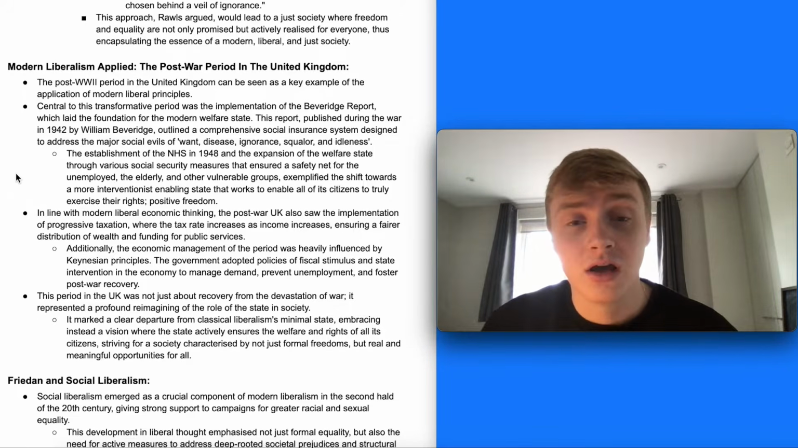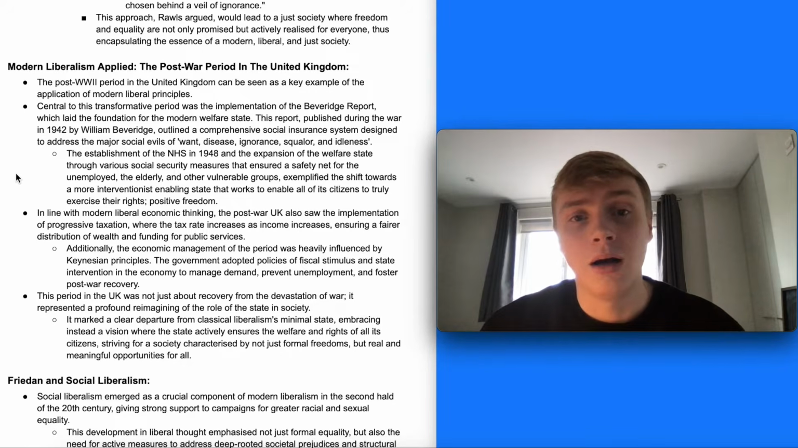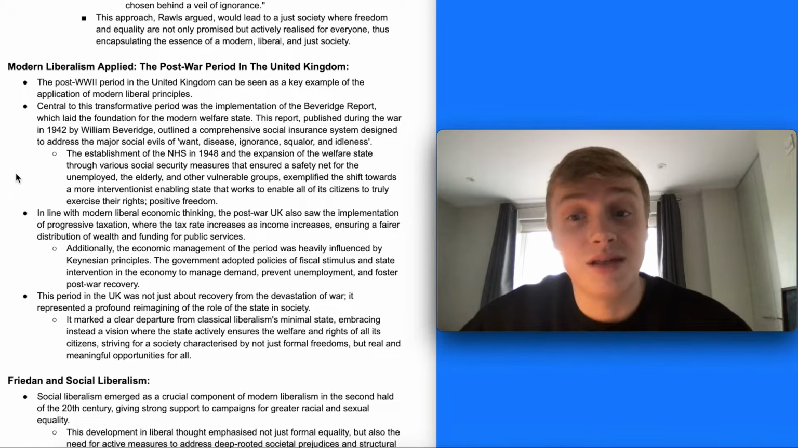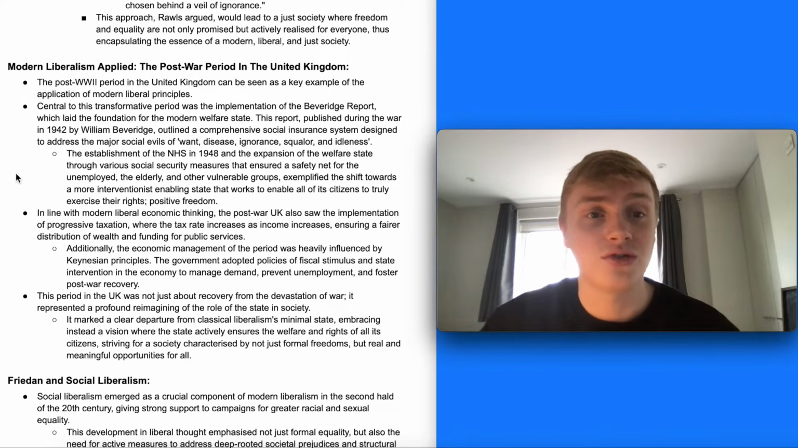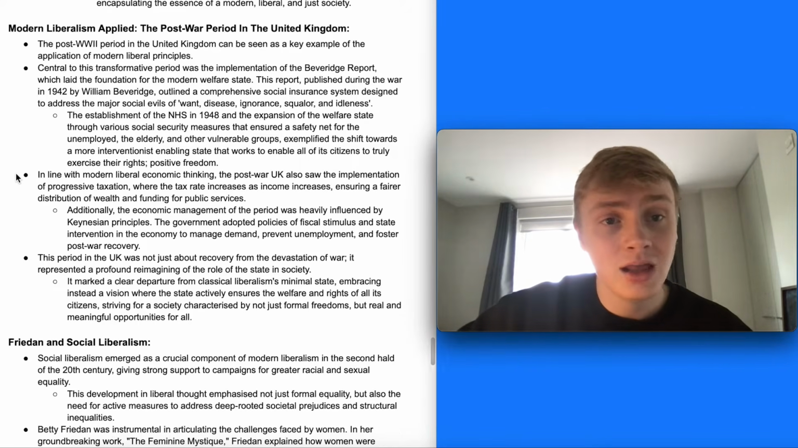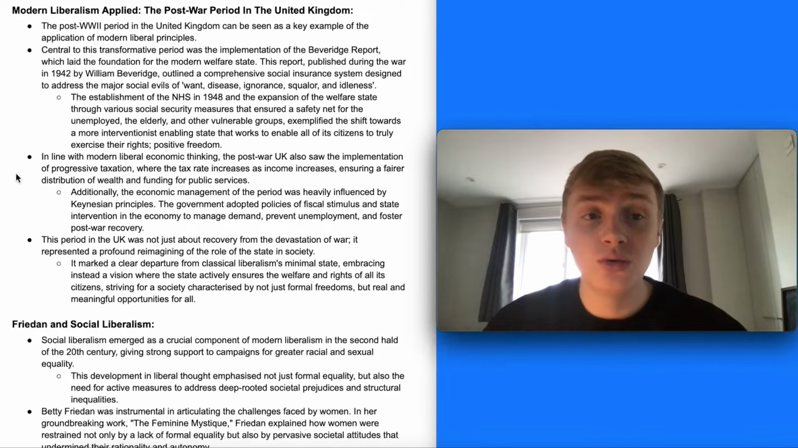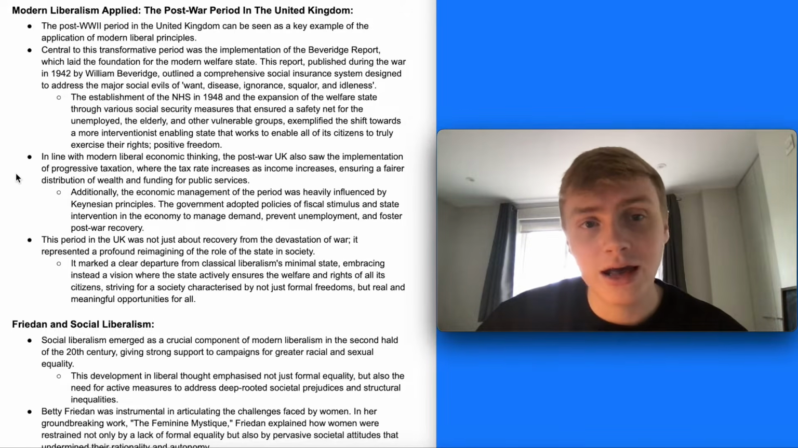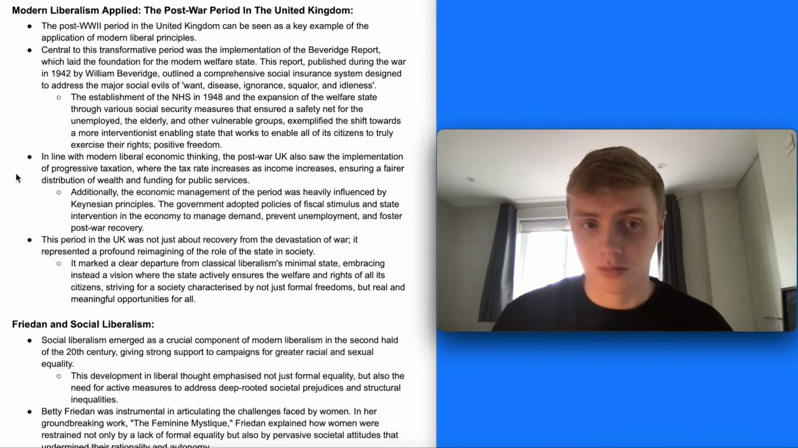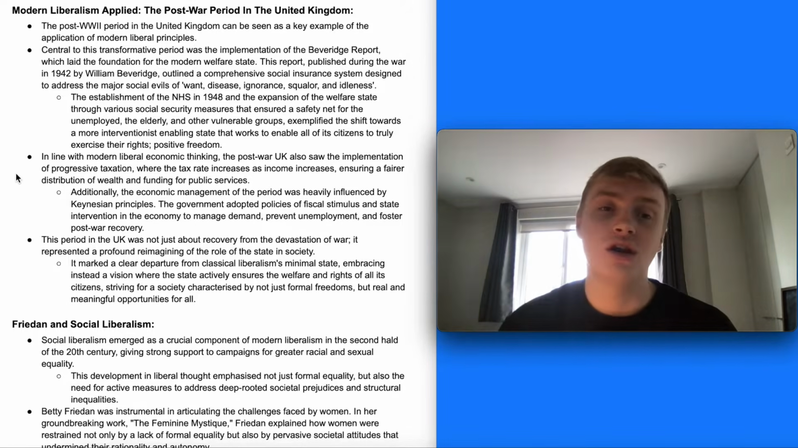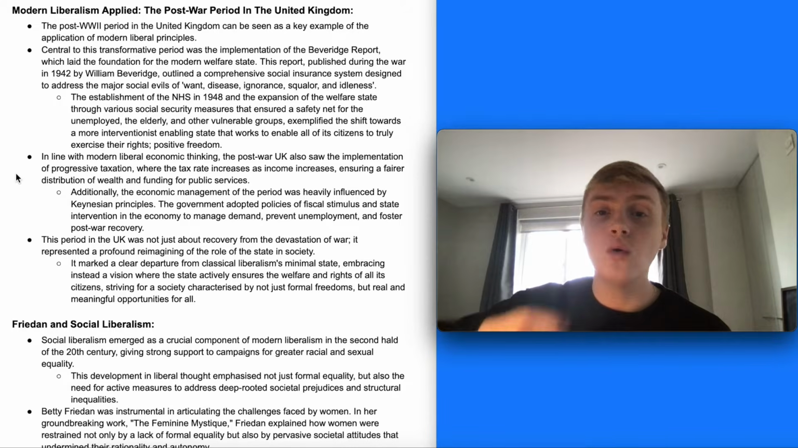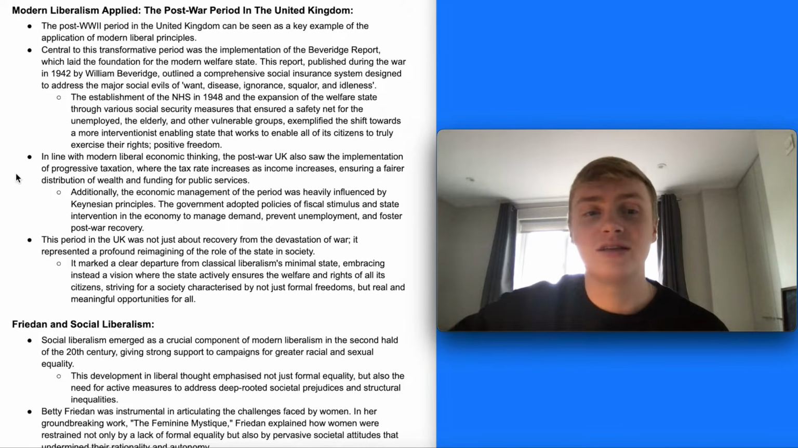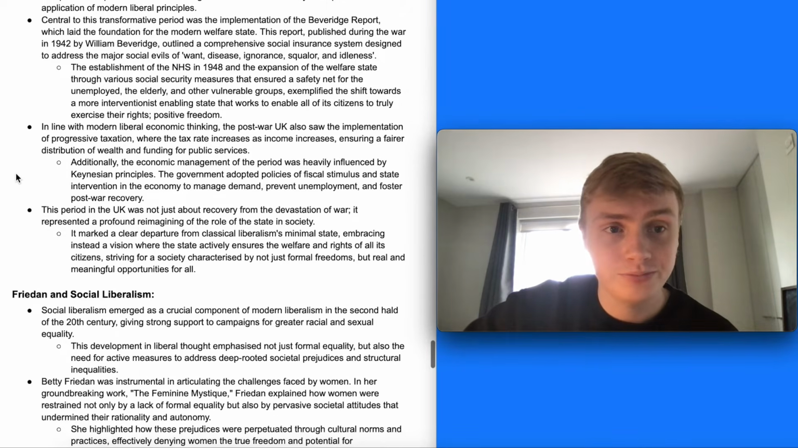And it gained a lot of traction, particularly on the front lines as well, and was implemented due to democracy afterwards as a result. It was implemented after World War II with the establishment of the NHS and the expansion of the welfare state through various social security measures that ensured a safety net for the unemployed, elderly, and other vulnerable groups. So you see this shift in practice towards a more interventionist enabling state rather than a night watchman state that would try to enable all of its citizens to truly exercise their rights and have true positive freedom.